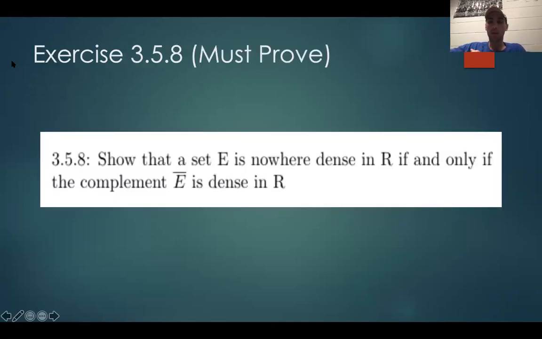For the exercise that we want to prove for this definition, 3.5.8 asks us to show that a set E is nowhere dense in R if and only if the complement of the closure of E is dense in R.